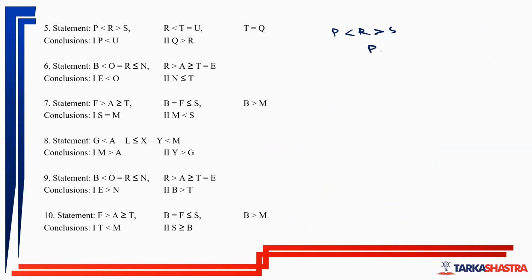R is less than T is equal to U, and T is also equal to Q. So T is equal to Q. They have a conclusion on P less than U. So P less than U.